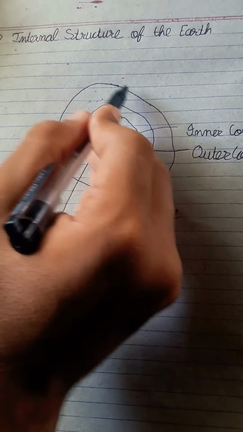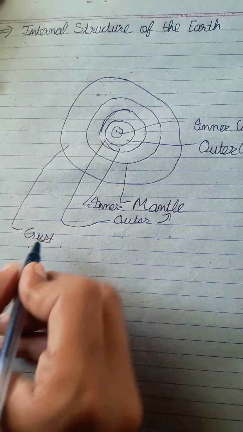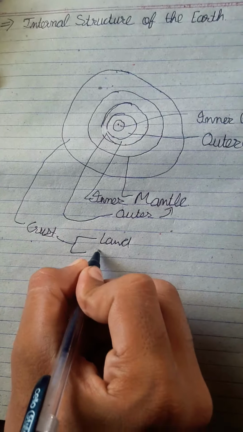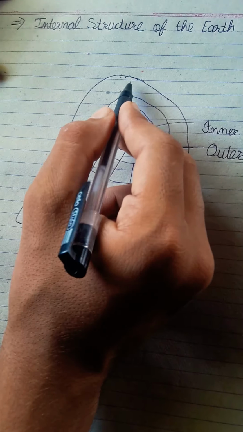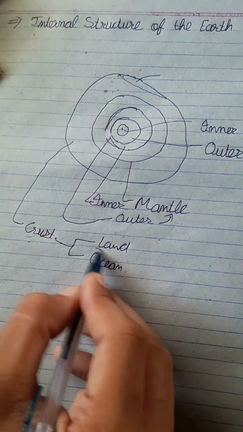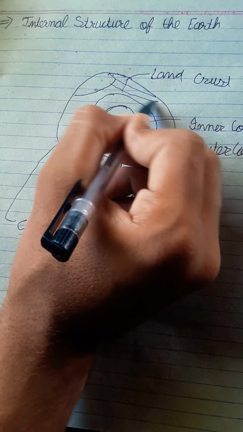The earthquake occurs on the crust, and the crust is of two types: the terrestrial crust, also called land crust, and the oceanic crust, also called ocean crust. Just like this is the land crust, and this amount is water. We know that if we dig a well, we will get water. So the land crust is floating on the water.